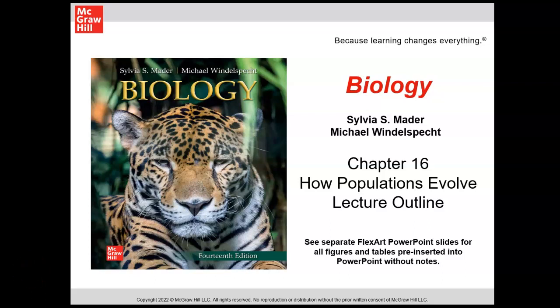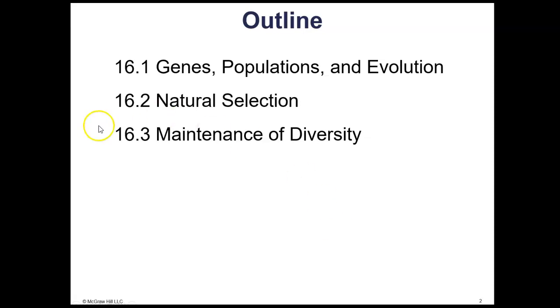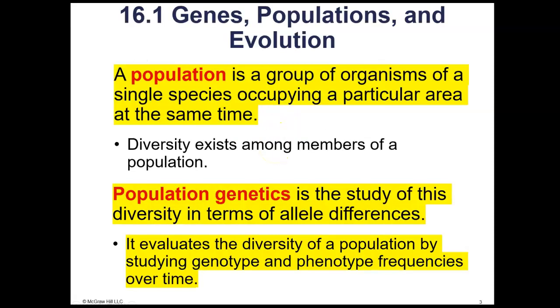These are the lecture notes for Chapter 16, How Populations Evolve. There are 3 sections. Section 16.1 is on genes and populations and how genetics is related to evolution. Section 2 is on natural selection, and then Section 3 is on how we maintain diversity of living things.